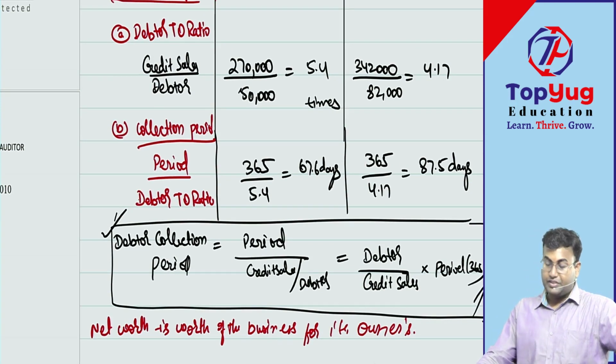Correct, collection period is longer, that's not good. Collection period should be shorter. In order to have a shorter collection period, your cycle should be more. Correct? No, cycle should be more.